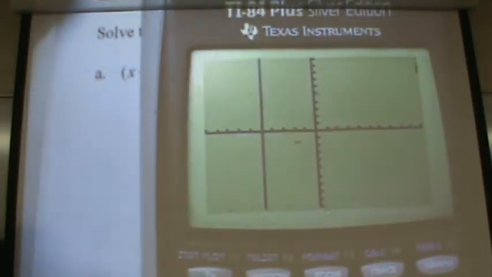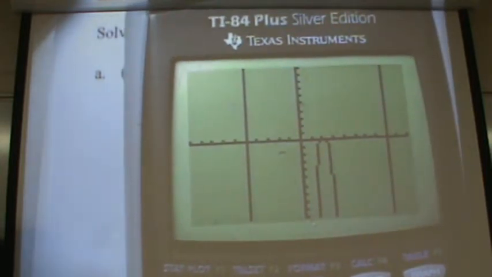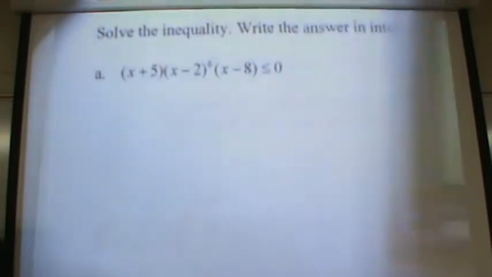x minus 2, x minus 8. Okay, watch this. Anyone think they know what's gonna happen? You're about to graph it, and it's gonna be crazy. Oh my god. Do you guys remember last year? Oh no. Do you remember?